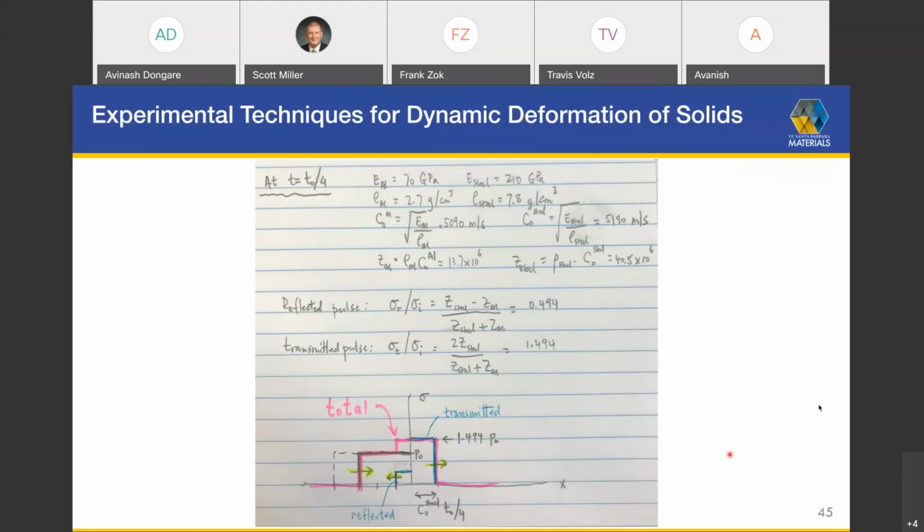I have a question, Avi, here again. So when you have the reflected wave in the aluminum, do we expect it to have the same velocity as a wave in aluminum, or because it's reflecting back in a deformed region, would it increase?